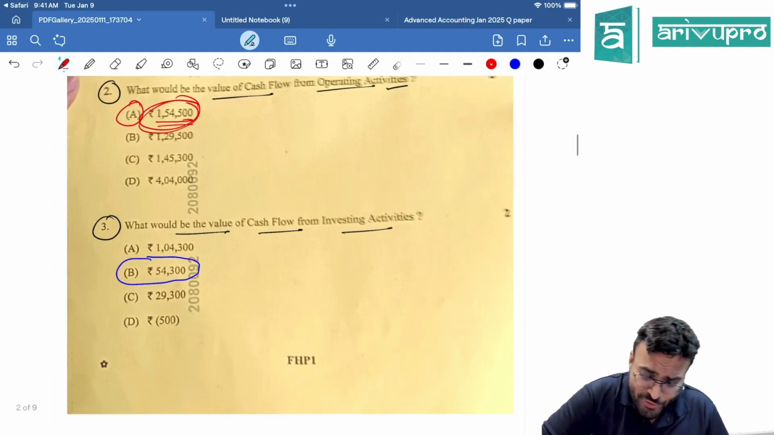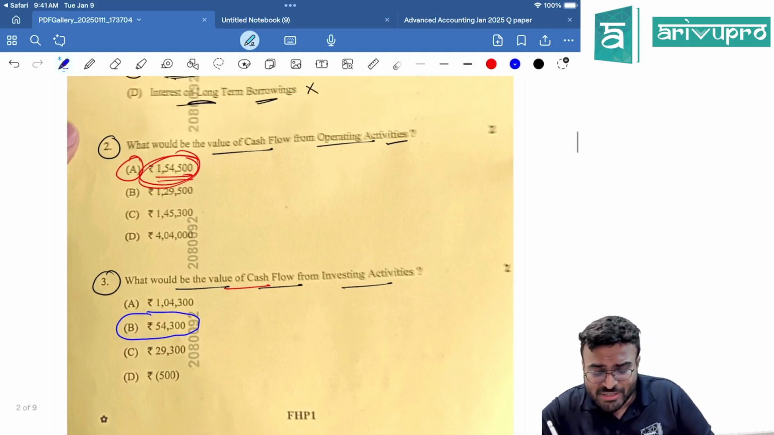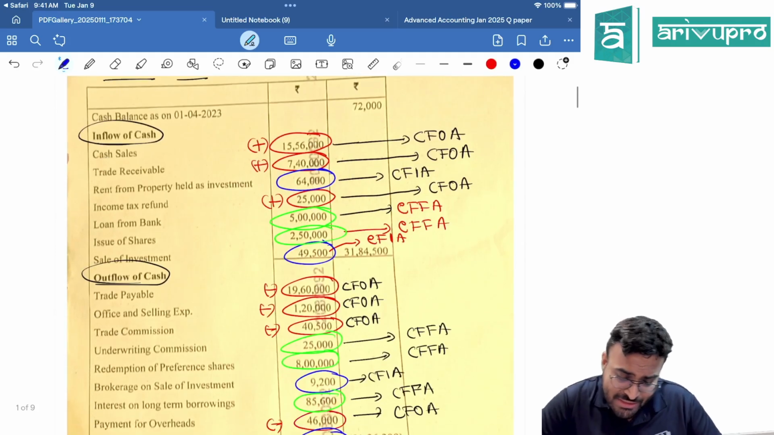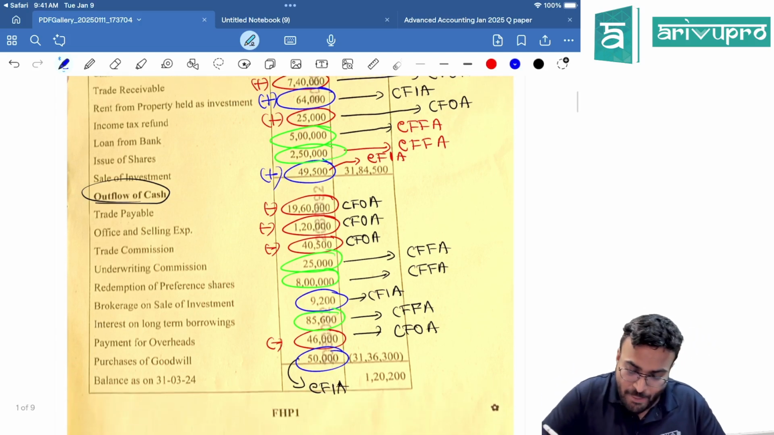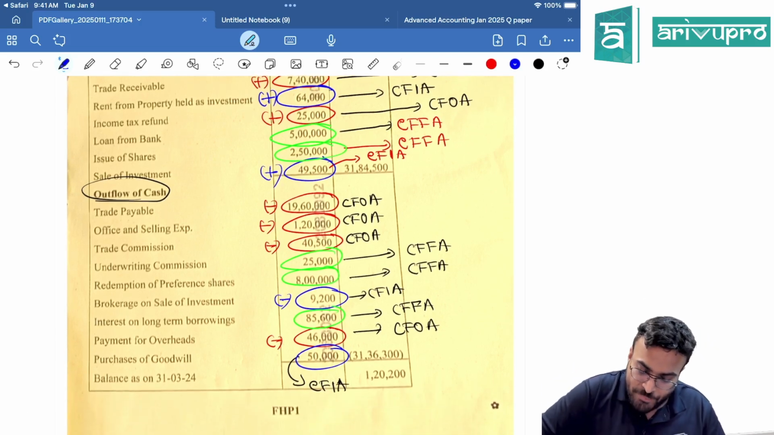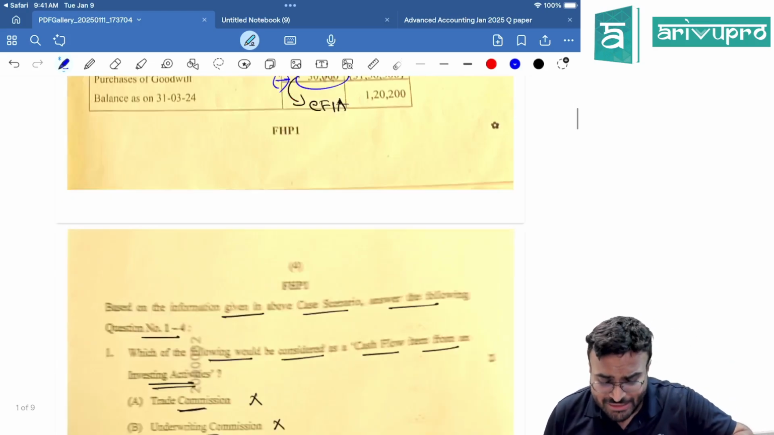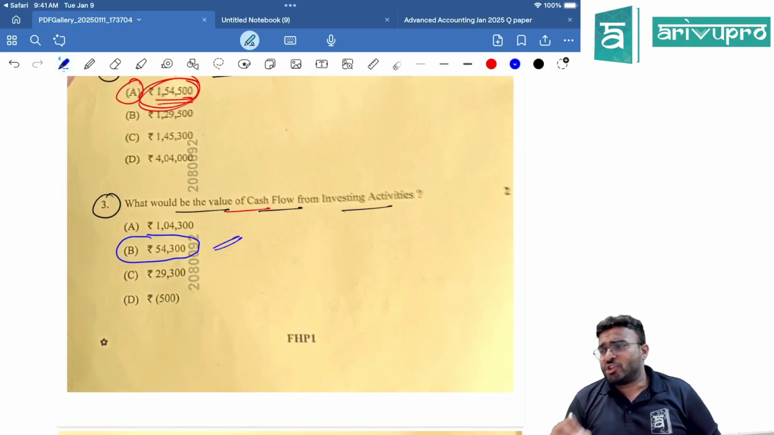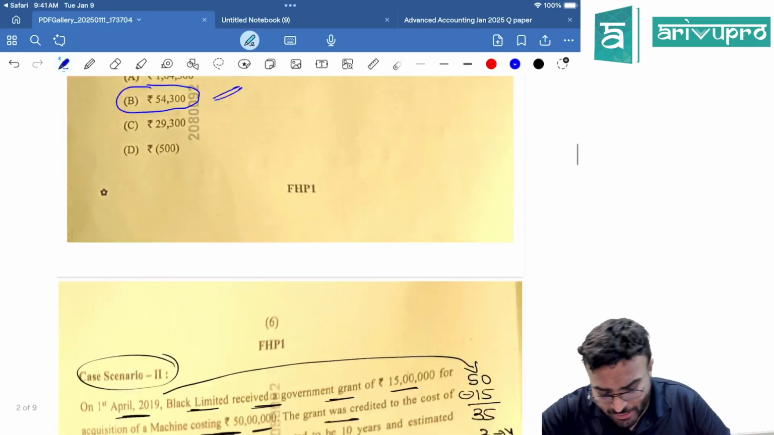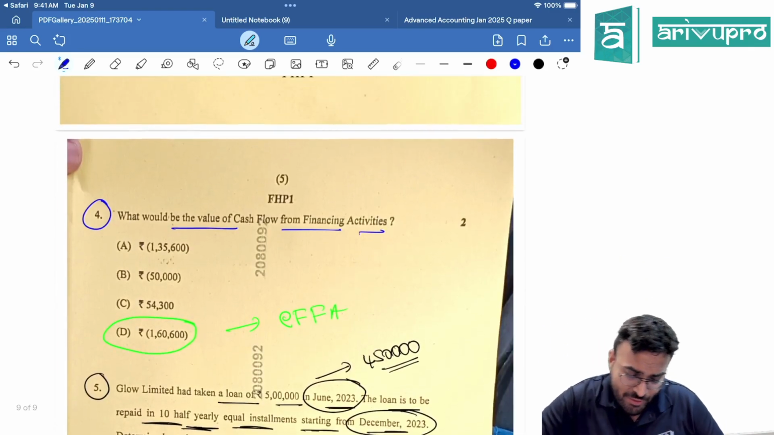Okay guys, let's go further. What would be the value of cash flow from investing activity? Have a look at this, 64,000 plus sale of investment minus brokerage minus purchase of goodwill. Those two you add, then these two you minus. That time you should get your answer, and your answer should be 54,300. That is your option B. Option B. Let's go to the fourth question. Fourth question is at the end in our material.